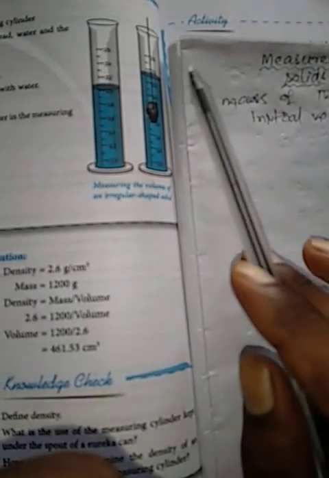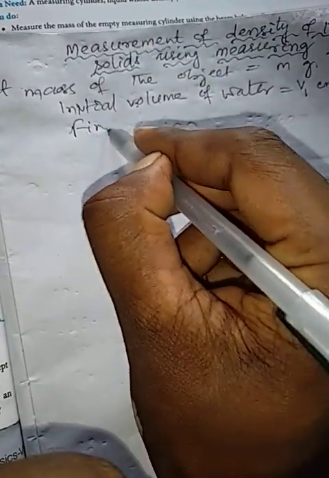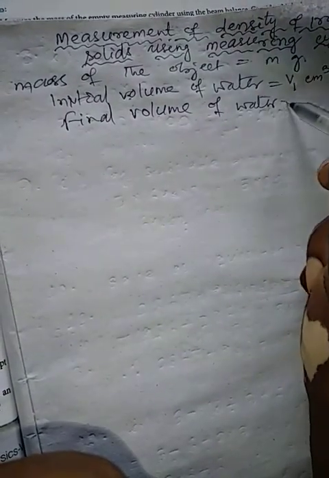Now the level of water rises gradually and reaches a certain extent. Now note down the increased level of water and let it be the final volume of water. We can denote it as V2, and let it be V2 centimeter cube.